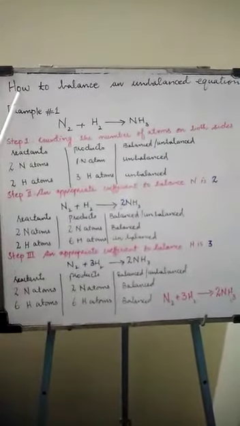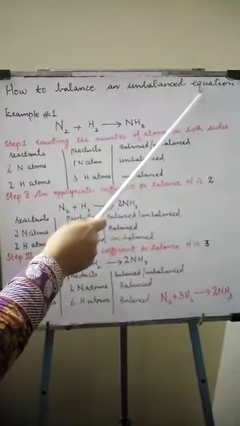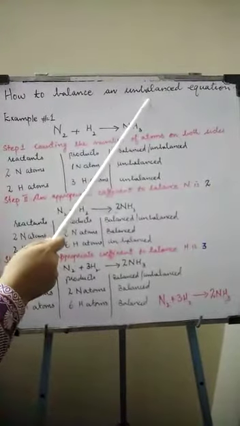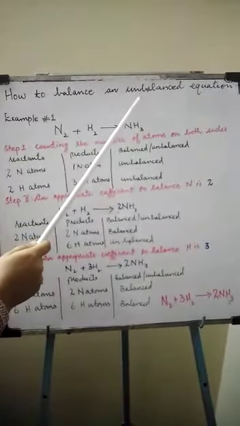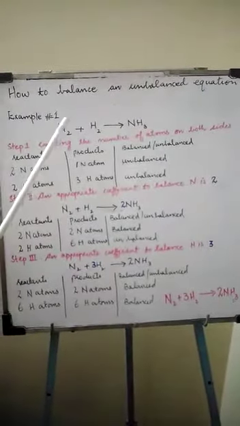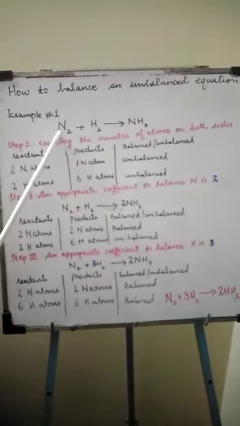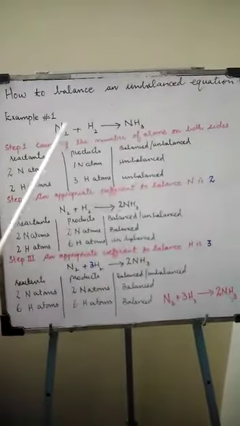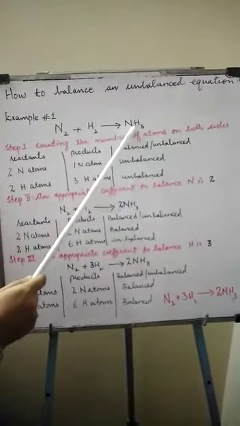Our today's topic is how to balance an unbalanced chemical equation. Previously, we have seen all the working rules, how to balance an unbalanced chemical equation by the trial and error method. Today, we will apply that method by taking one example, that is N2 plus H2 forms NH3, that is nitrogen plus hydrogen gives us ammonia.